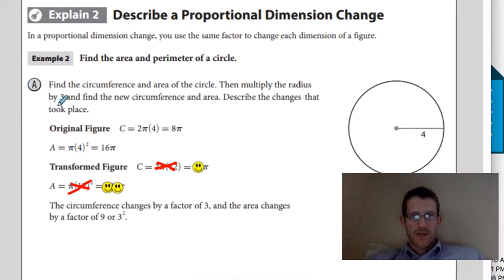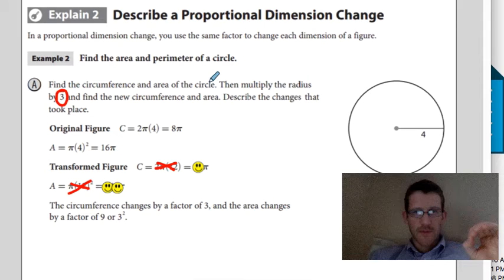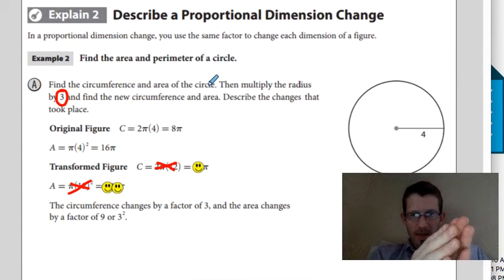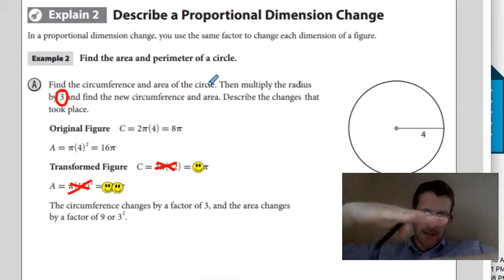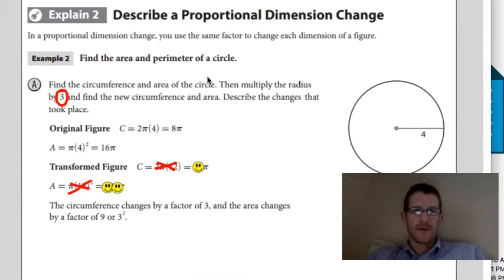And then the transformation is multiply the radius by 3. So the scale factor is 3, and this is a proportional change. So it's going to change the diameter going this way by 3, and it's going to change the diameter this way by 3. So the width and the height, they're both being multiplied by 3. So the transformed figure, its new circumference, we could calculate it, but we might as well just jump straight there.